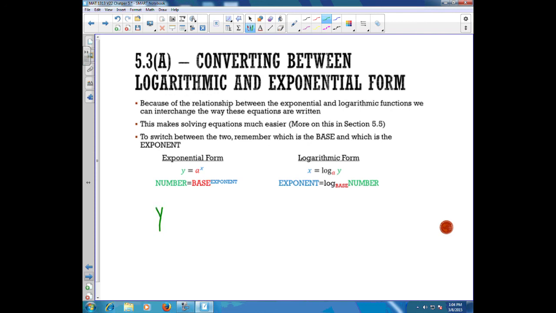But if you have y equals a to some power x, and we want to rewrite that in logarithmic form, then it would be the exponent x equals log of the base a, the number y. You will see later how useful this is in solving equations, and we'll have to use this in section 5.5. But for now, let's just get some practice switching between the two.